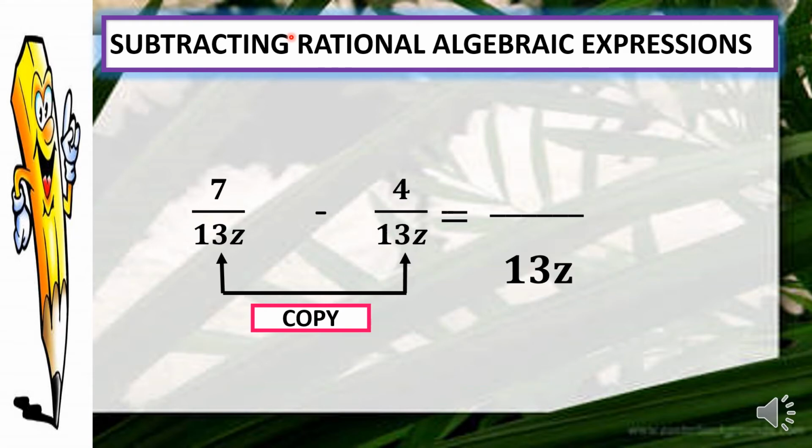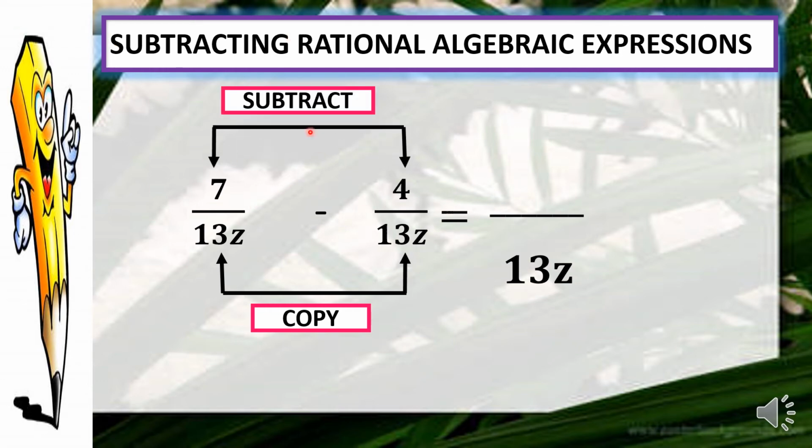And then sa ating numerator naman, since we're talking about subtraction, we're just going to subtract. So you have 7 minus 4. The difference of that is 3. So you have now 3 over 13z. So check natin ulit kung pwede pa siyang isimplify, pero kung wala na, ibig sabihin ito na yung ating final answer. In this case, wala siyang greatest common factor, so we can say that 3 over 13z is our final answer. Okay? Sige, let's have the next example.